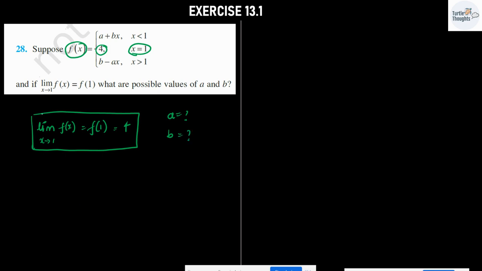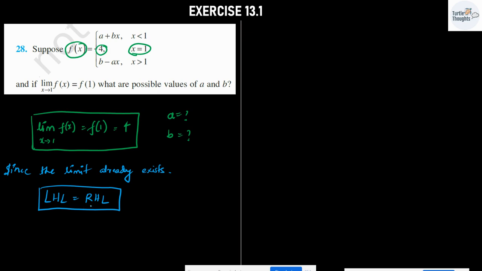The question says the limit already exists, right? So I can write, since the limit already exists, LHL should be equal to RHL. The reverse thing: yesterday I told you if LHL and RHL both are equal, then the limit is going to exist. In this question, they have already given the limit. Then we can understand that both LHL and RHL should be equal.